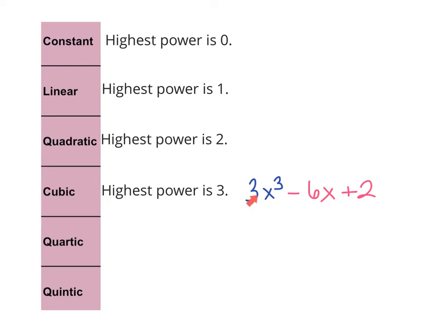Technically, just to review, this is in standard form because the highest power is first, and then the next highest, and then the next highest. So we do always try to write in standard form just to make sure that we're consistent and neat and not missing variables as we go along. So that's a cubic function.